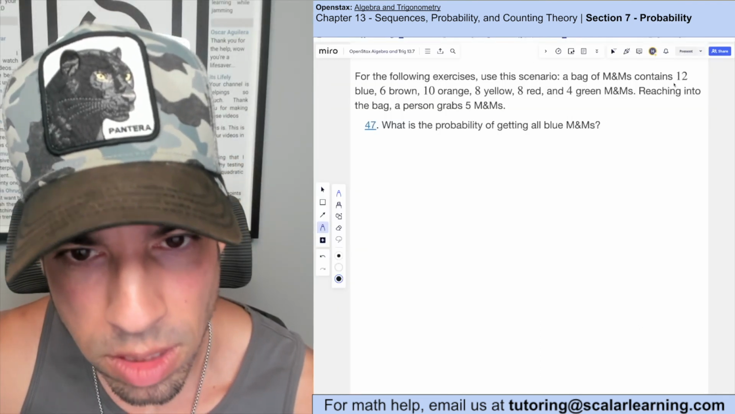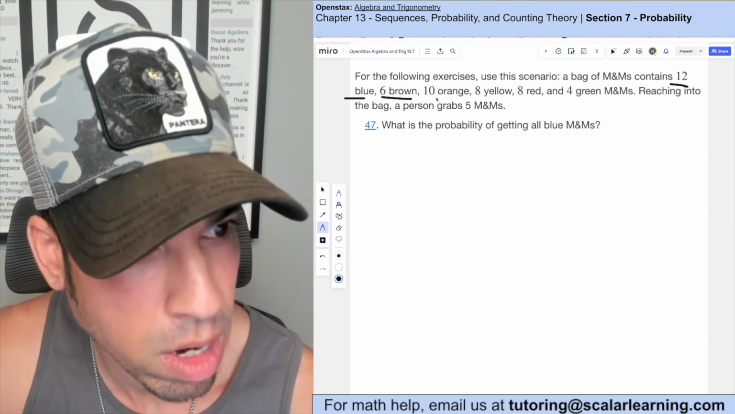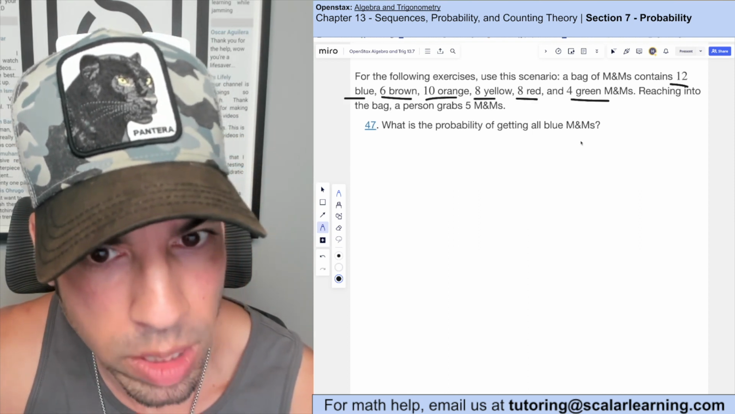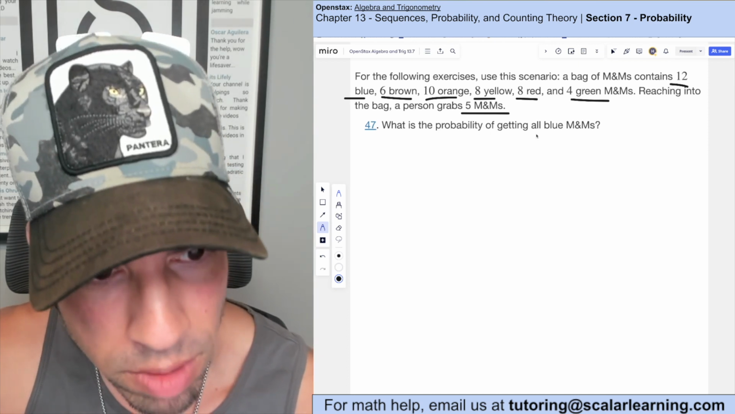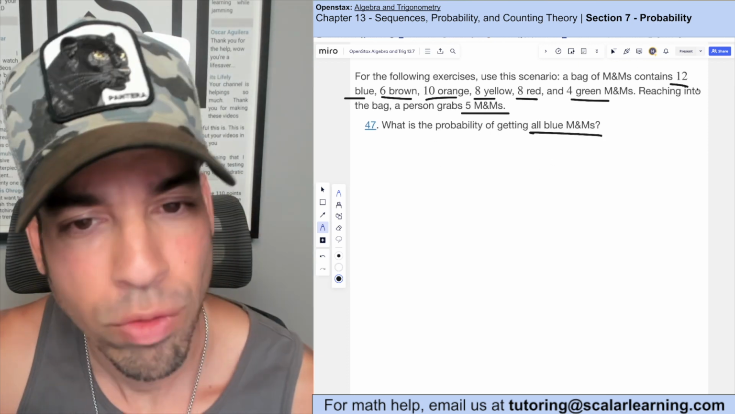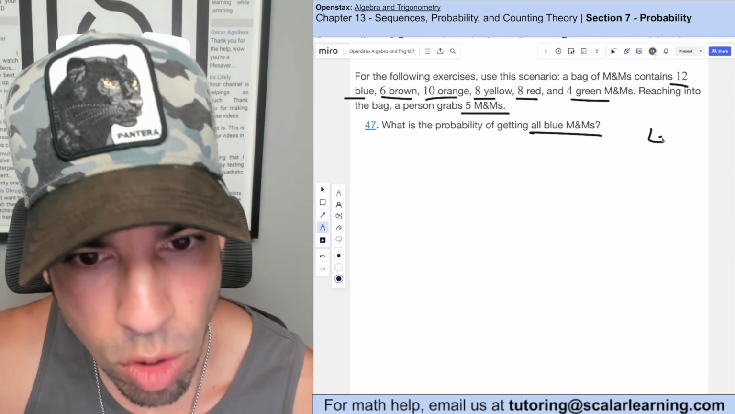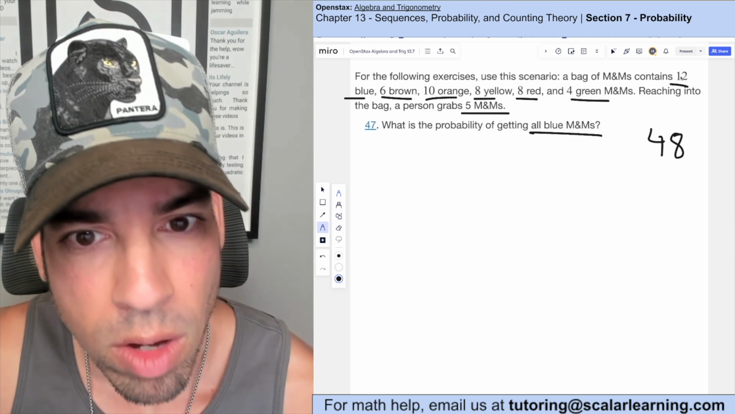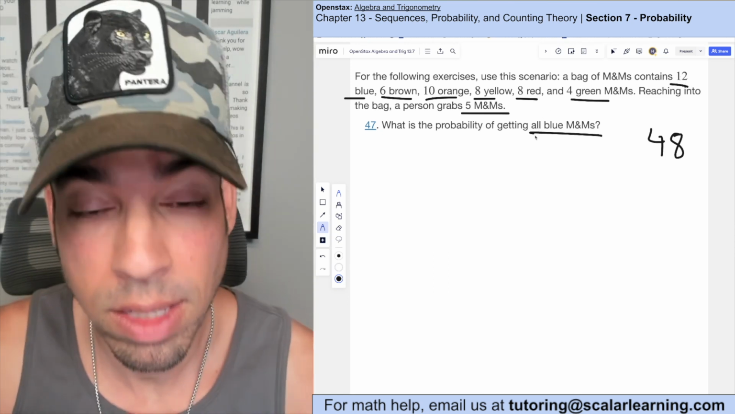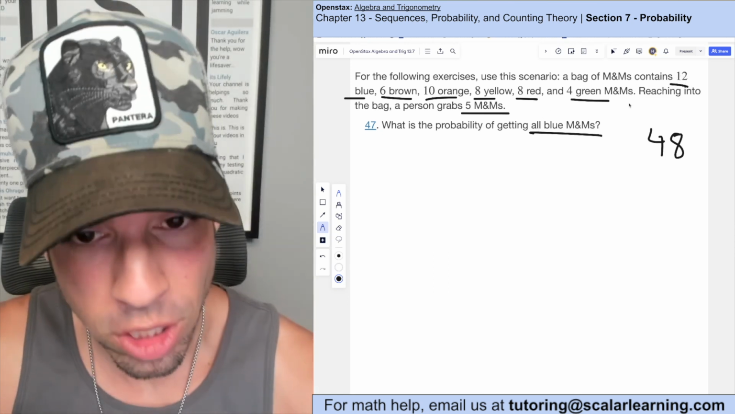A bag of M&Ms contains 12 blue, 6 brown, 10 orange, 8 yellow, 8 red, 4 green. Reaching into the bag, a person grabs 5 M&Ms. What is the probability of getting all blue M&Ms? So if we count these numbers up, we see that we have a total of 48 M&Ms. Now to calculate this probability, we're going to basically set up a fraction, and we're going to do a combination on top of a combination.